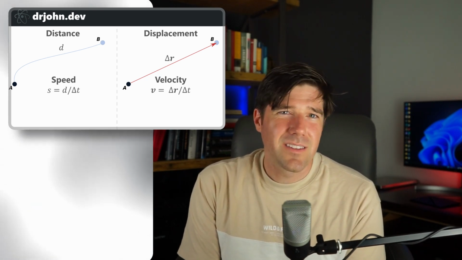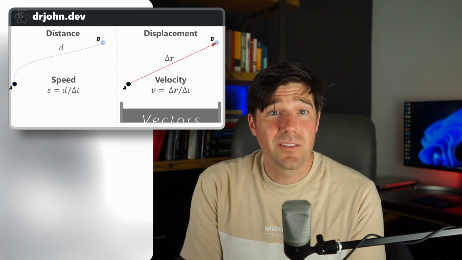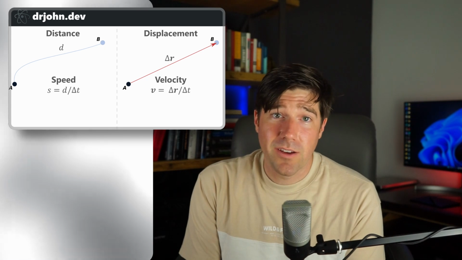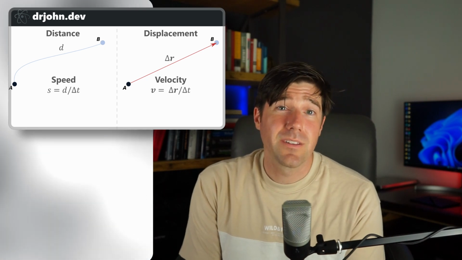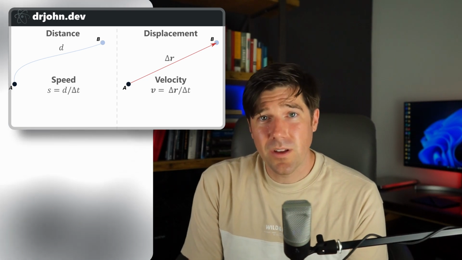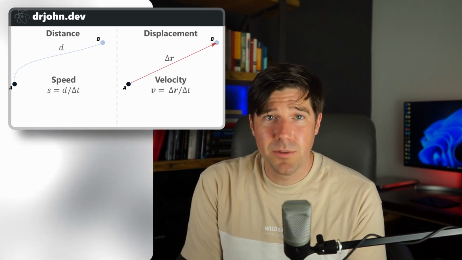Notice, since displacement is a vector, velocity is also a vector quantity. The velocity's direction points in the same direction as the displacement vector during the time interval of interest. Because distance and displacement can often be different quantities for the same object, speed and velocity can likewise be different quantities. There is also the concept of instantaneous speed and instantaneous velocity.